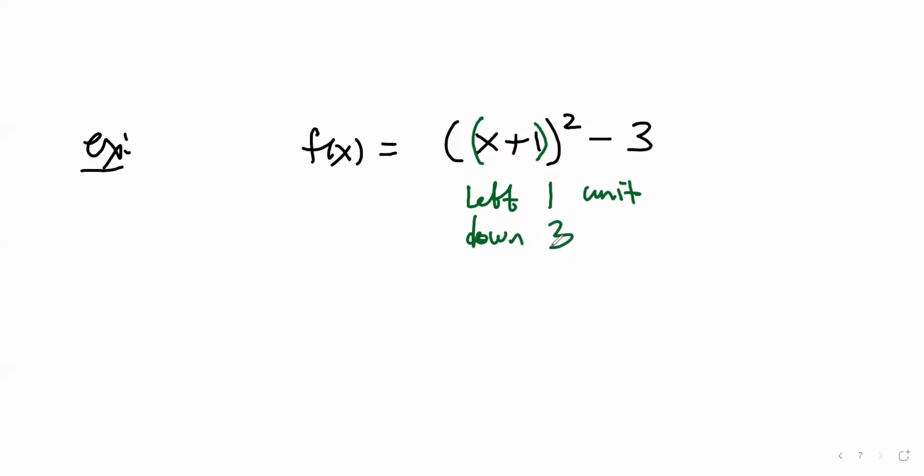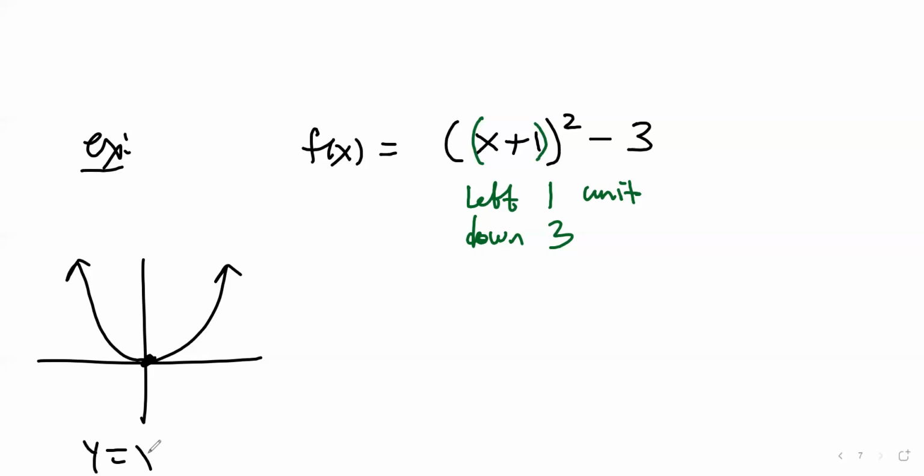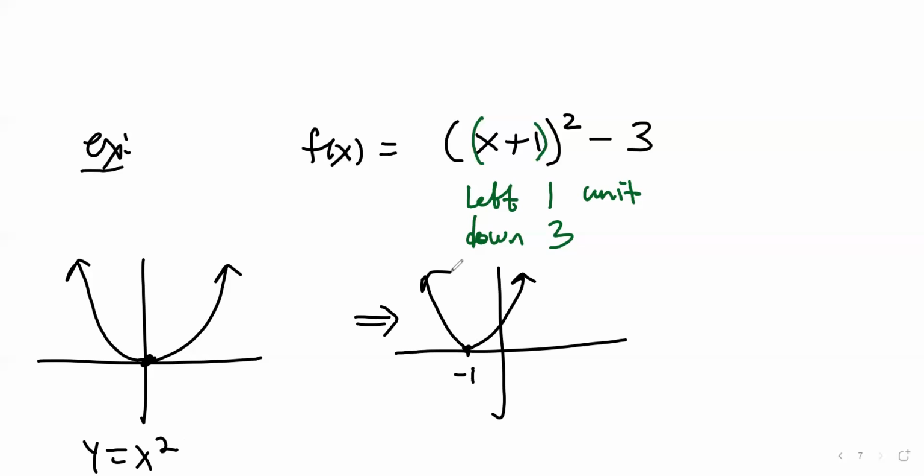And our parent function is x squared because you have a power of 2. So it's a parabola. Here's the parabola. I'm going to put it again to remind you. You will see this many times. y equals x squared. Now I'm going to use two operations. My first operation is going to be left 1. So that's -1 here. This is the picture, right? First operation. Then my second operation is going to be down 3.